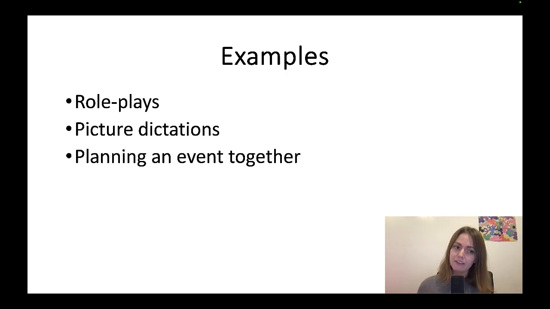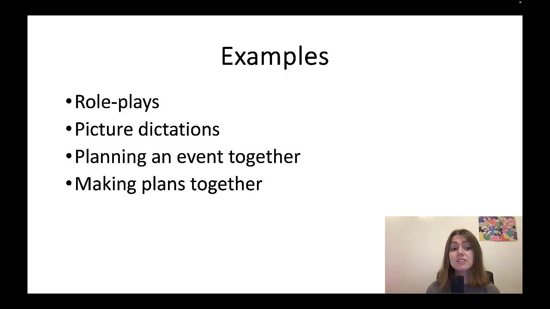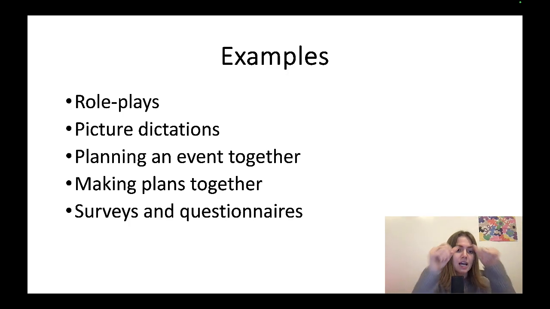Planning an event together. So could be a party, like a birthday party. Could be like a fancy dinner out. Doesn't even have to be an event. You could create a restaurant. You could create a new board game. So making something from scratch together, that kind of stuff. Making plans together. So I have my own schedule. You have your own schedule. Let's make some plans together. Let's see where we can fit 3 activities that we can do together.